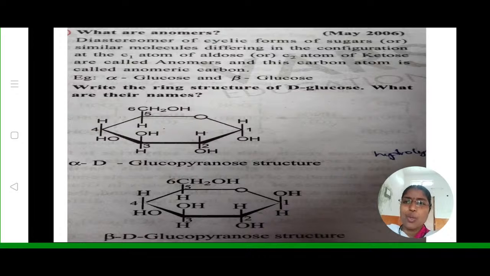This difference is only present at the C1 carbon atom OH group. So these are the names of the glucose. It's very important: alpha D glucose pyranose structure and beta D glucose pyranose structure. These are the 2 structures of the D glucose. Okay, next question.